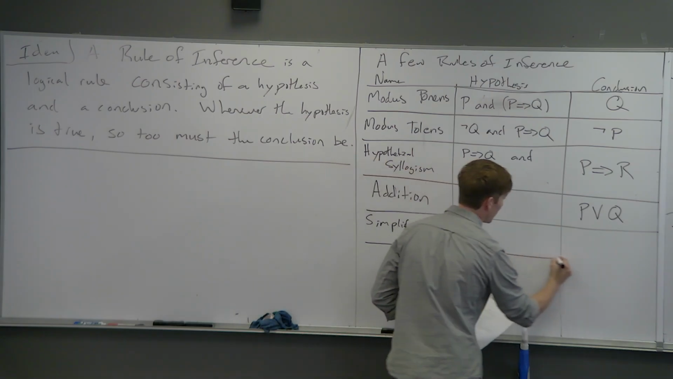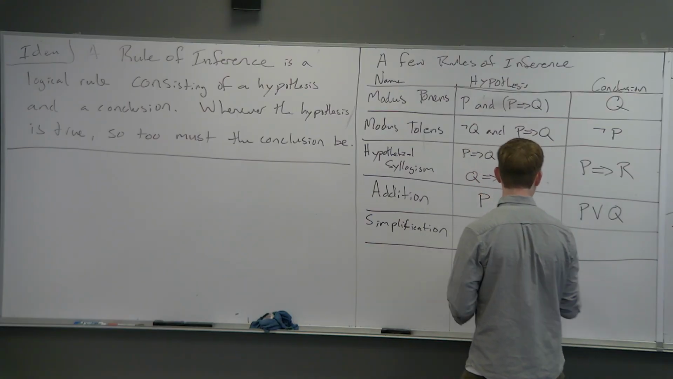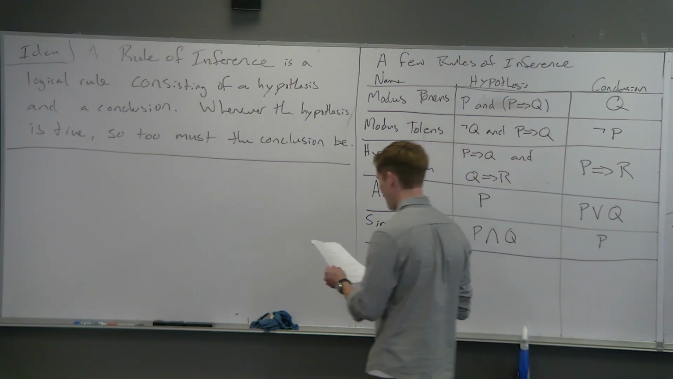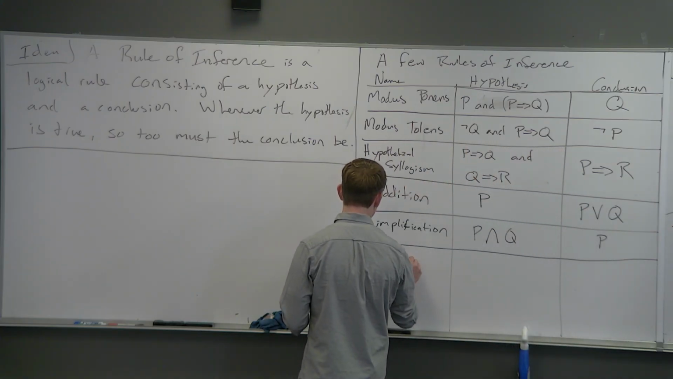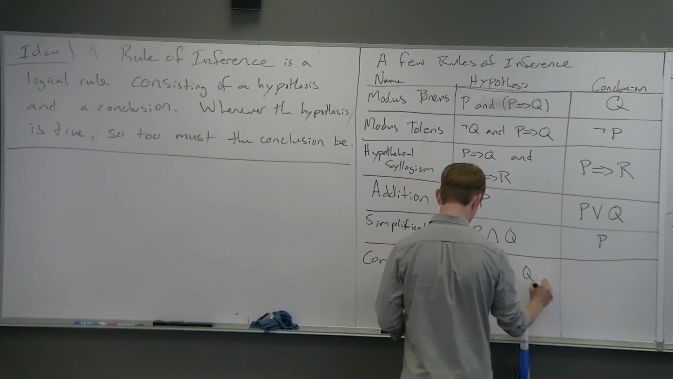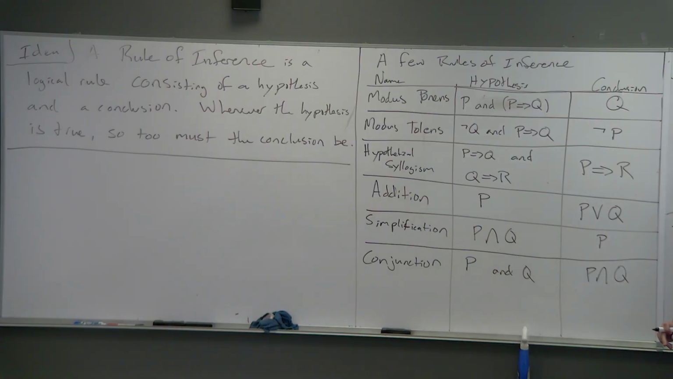Well, here, let me take a moment here. Simplification just says that P and Q, well, the conclusion of that is P. Equivalently, you could also say you conclude Q, right? If two things are true, both of them, then certainly one of them is, right? Okay. Conjunction. Conjunction says that P and Q, well, from that you get P and Q. That doesn't even look like we said anything, dang it.